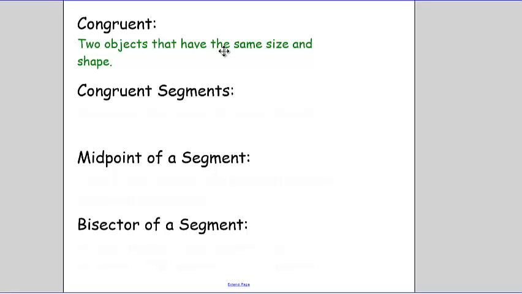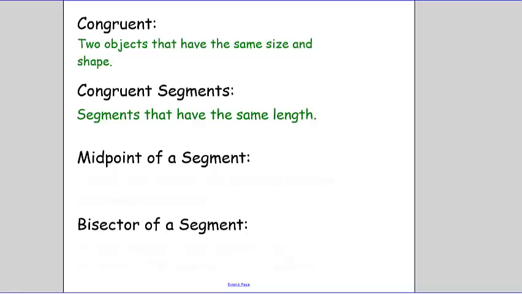Two objects are congruent if they have the same size and shape. In geometry, we're going to be proving triangles congruent. That's one of the major things that we do. So that means they have the same size and same shape. Now, congruent segments are segments that have the same length.